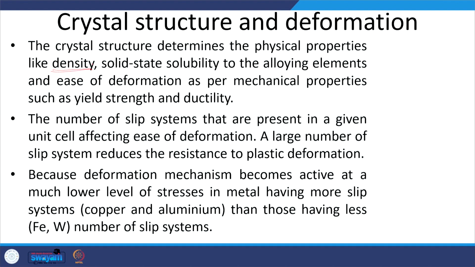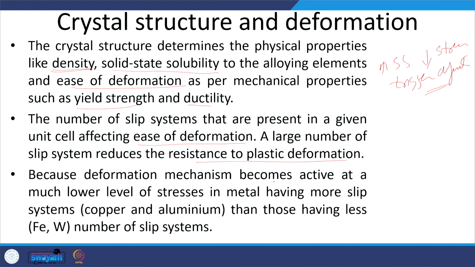So, crystal structure determines the physical properties, particularly the density, the solid state solubility of the alloying elements, and the ease of deformation, as per the mechanical property variation in terms of yield strength and ductility. The number of slip systems present in the unit cell of a given metal affects the ease of deformation. A large number of slip systems reduces the resistance to plastic deformation. So, if a metal has a greater number of slip systems, it will require lesser stress to trigger the deformation, by facilitating the movement of dislocations.